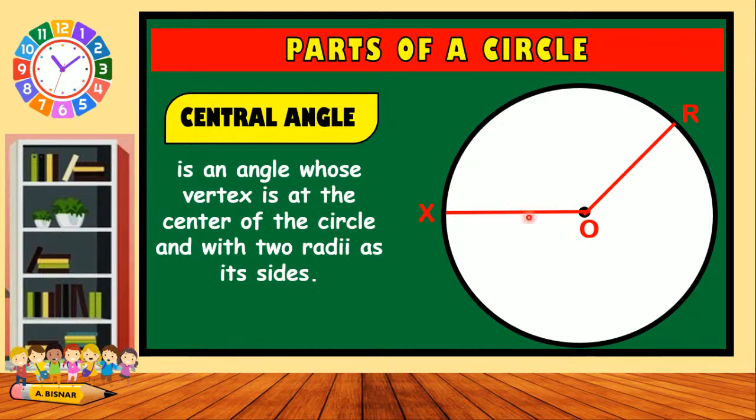Plural form. So, kapag central angle, may angle na nabuo. Pero yung angle na nabuo, ang vertex niya, ang gitna niya, ay yung mismong center ng circle. Gets po?